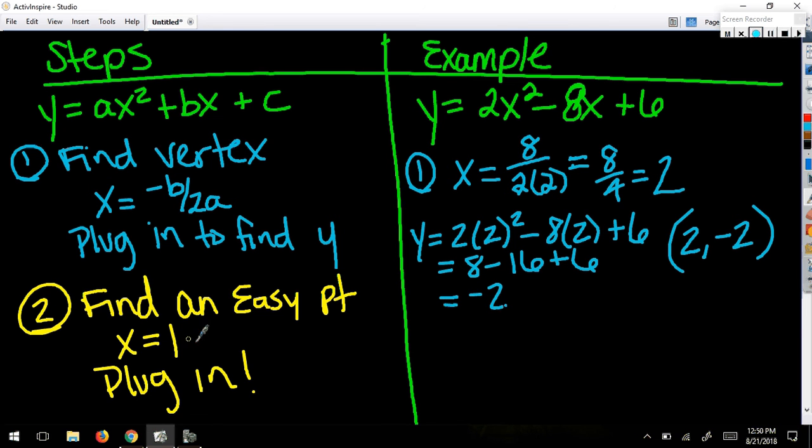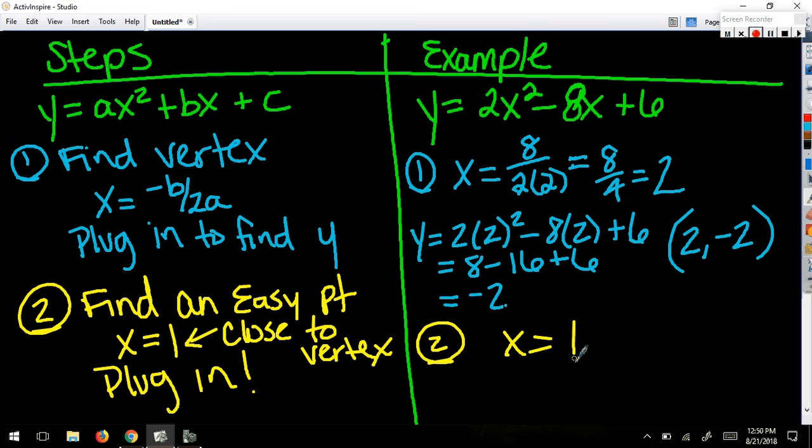I shouldn't say x equals 1. I should say close to the vertex. And I chose 1 here, and it's not always going to be 1. It could be just whatever's close to the vertex. When I plug in 2 times 1 squared minus 8 times 1 plus 6.